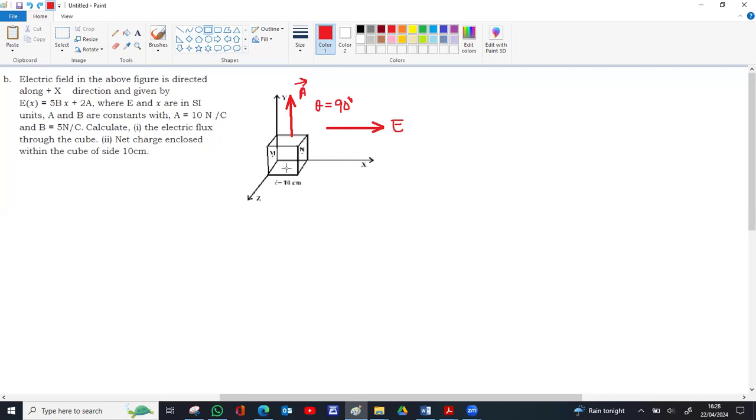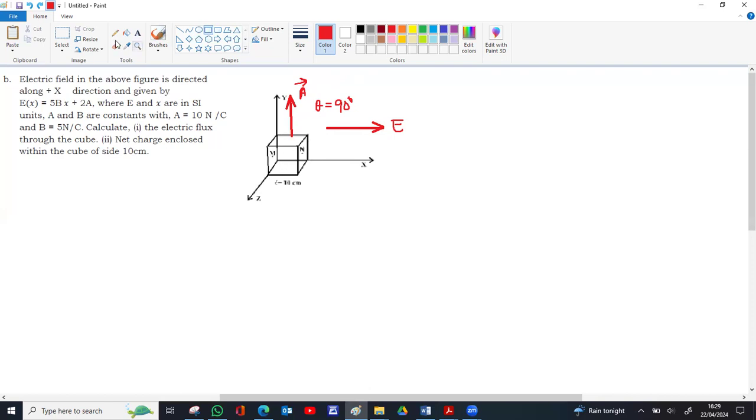Now if you take the face just behind the front face, the electric field is still to the right, and the area vector will be outward, along the negative z-axis. That also makes 90 degrees. That means all 4 faces, the top, bottom, front and back, make 90 degrees between the area vector and the electric field. So you don't need to find the flux, it becomes naturally 0.